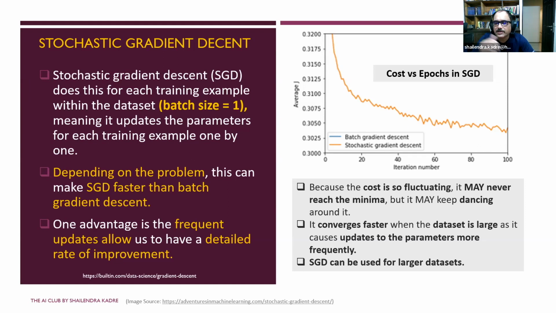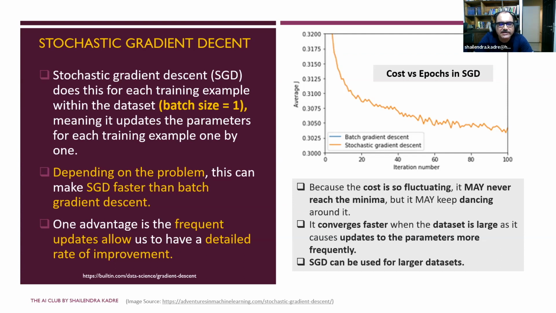So it is another extreme. For batch gradient descent, we are doing everything at a time. Now this is the other extreme. We are taking one at a time. For every record, we are doing one update. So here the batch size is equal to 1. Rest everything is the same. Now the advantage is, depending upon the problem, this can make stochastic gradient descent faster than batch gradient descent.